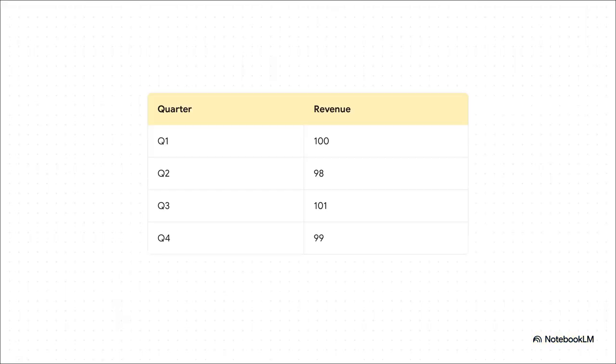So, let's start with some simple, totally honest data. Here's a company's revenue. 100 million, then 98, then 101, then 99. I mean, you can see it's basically flat. A tiny wobble, but there's no real story here. Pretty boring, right? Okay, now watch this.